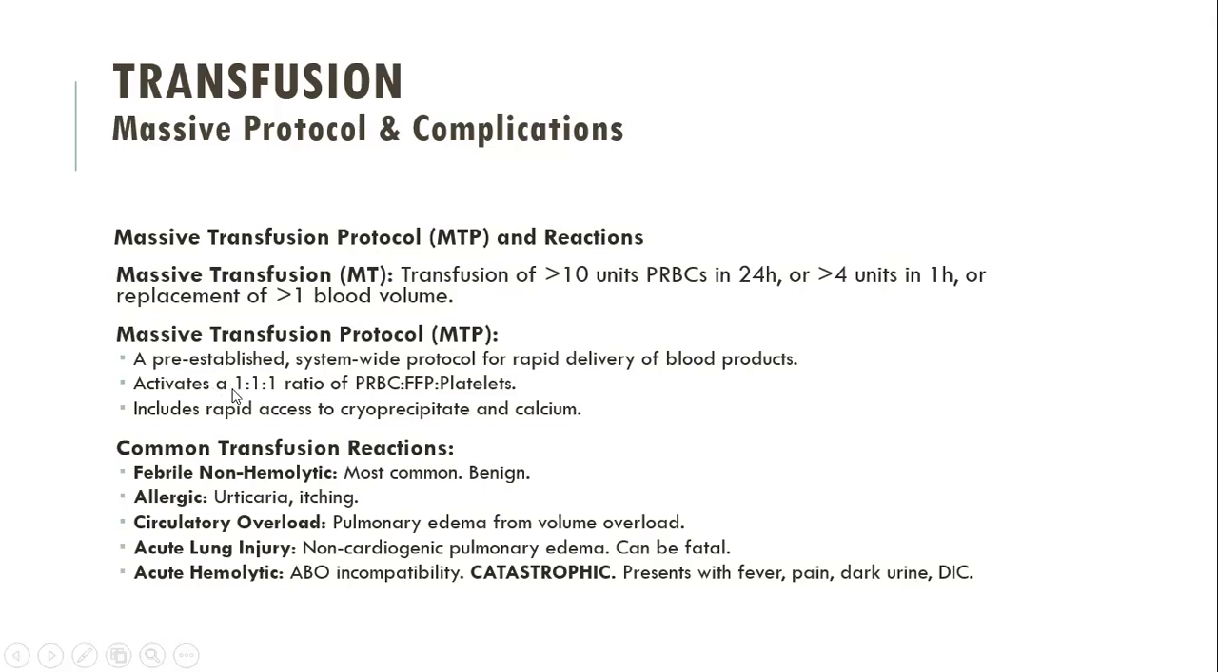And it activates a 1:1:1 of packed RBCs, fresh frozen plasma, and platelets. So it gives equal amounts of all these blood products. And it includes rapid access to cryoprecipitate and calcium. Now, what are common transfusion reactions that can happen? The patient can have a fever, so they can have a febrile non-hemolytic reaction. Most common, that is benign. Allergic, like urticaria can happen, itching can happen. Circulatory overload can also happen.